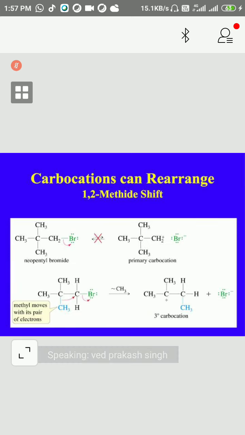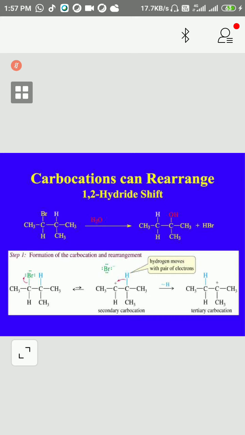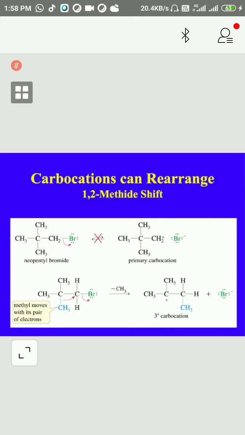Now, in this another example, you can see that in the previous example you have seen a 1,2 hydride shift. Hydride shifting takes place. In this example, you can see again bromine will be released. There is a chance of formation of a primary carbocation if neopentyl bromide is there. But what is happening here? This primary carbocation is going to be formed.